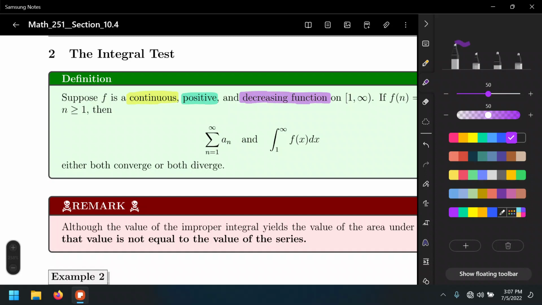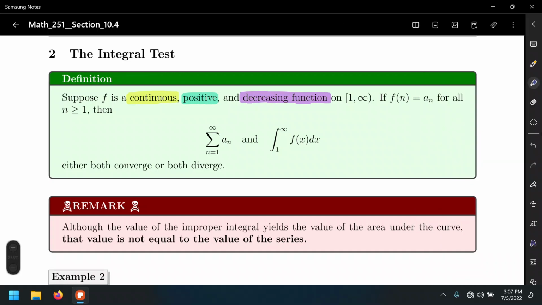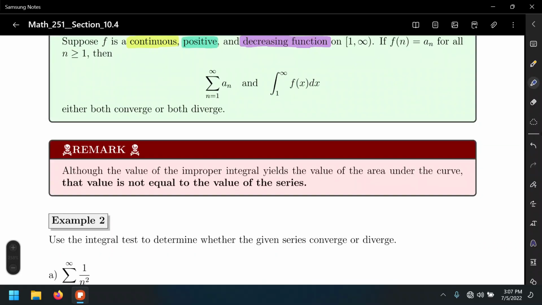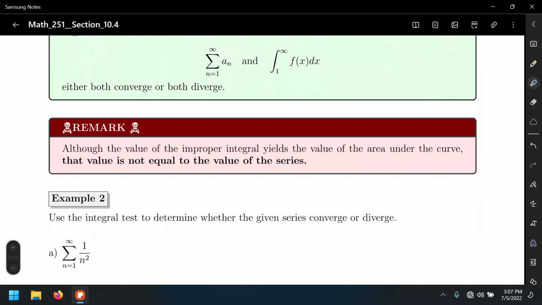And if at least one of these three conditions fails to be met, well, we cannot use the integral test, and therefore we have to find another test. All right? So let's see. And a quick note that we need to be very careful. The value of the integral that we will be computing is actually not the value of the infinite series.